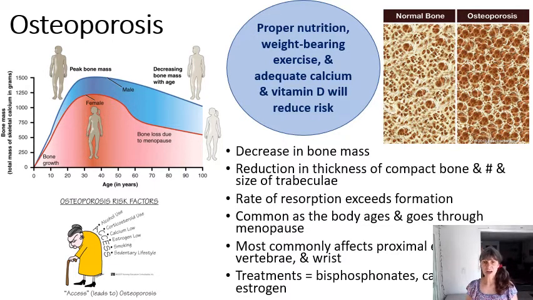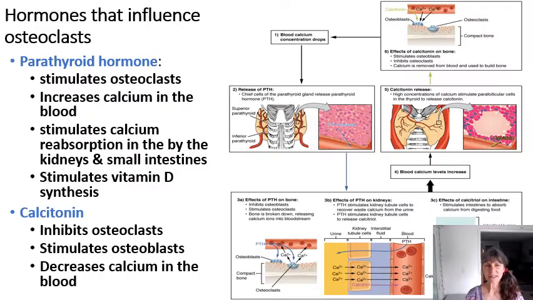Some of the treatments for osteoporosis include things like bisphosphonates, calcitonin, and estrogen. Calcitonin is a hormone that actually helps put calcium back into bone. Let's take a closer look at calcitonin first. It's on the bottom of this slide.